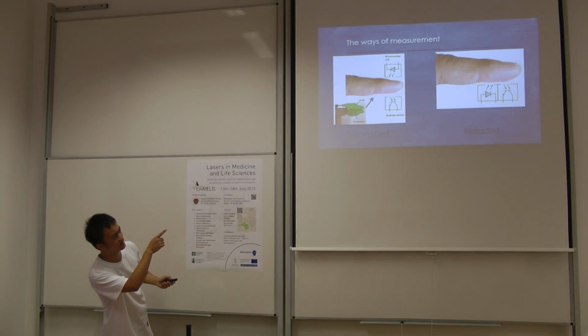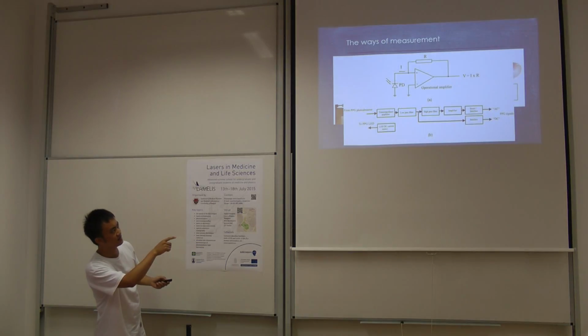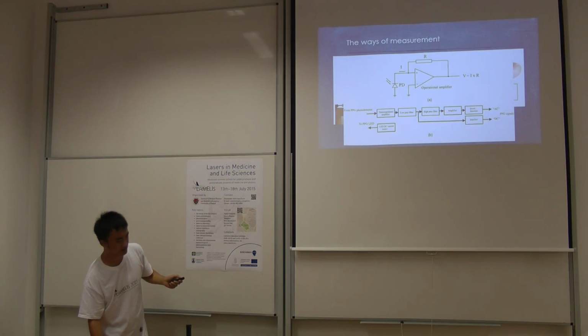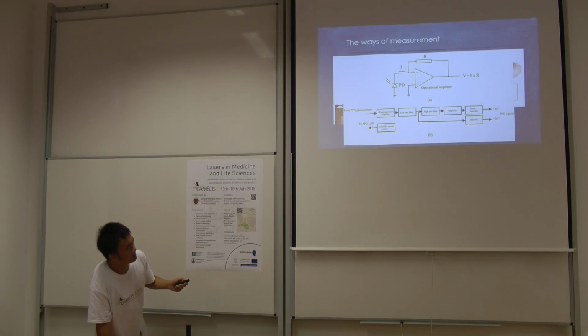So that is the reflected way, and this is the scheme of the device. This is the amplifier, because the signal we get from the photo detector is very low, so we need the amplifier, and then a filter, and then an amplifier again, and then we use the PC to do some signal processing, and then finally we get the two signals here.